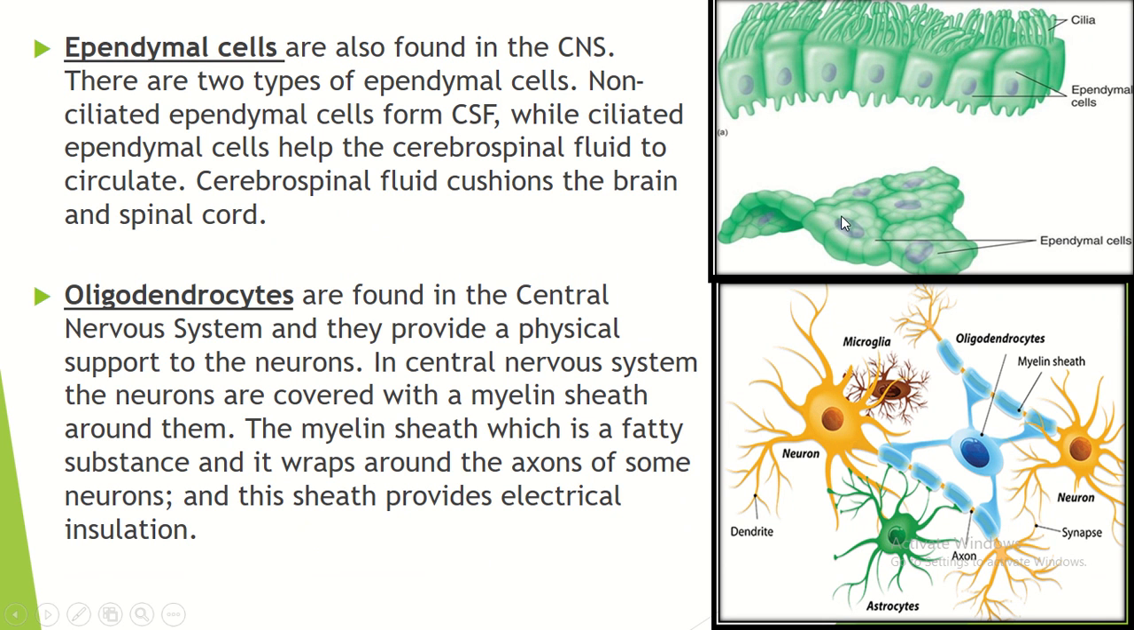This is the non-ciliated one, which is flat, and it helps in the formation of the CSF, that is, the cerebrospinal fluid, which is needed by the brain and the spinal cord. This one forms the CSF, and this ciliated one helps in the circulation of the CSF. Cerebrospinal fluid cushions the brain and the spinal cord. What is the main use of cerebrospinal fluid? It forms a cushion, a protection, and acts as a shock absorber for the brain and the spinal cord. That is the main function of these epidermal cells.